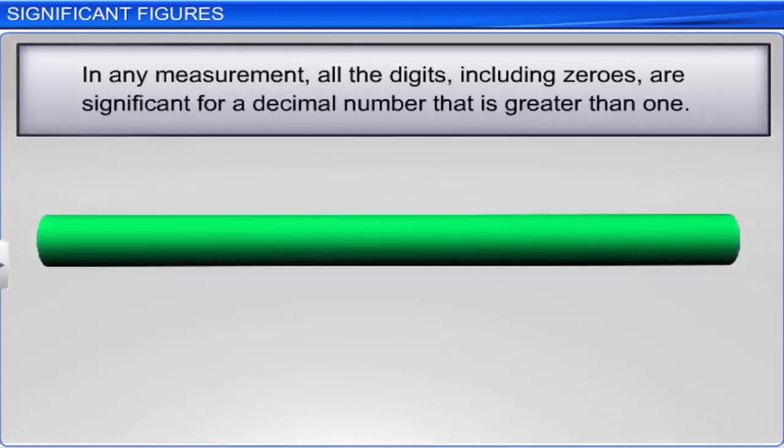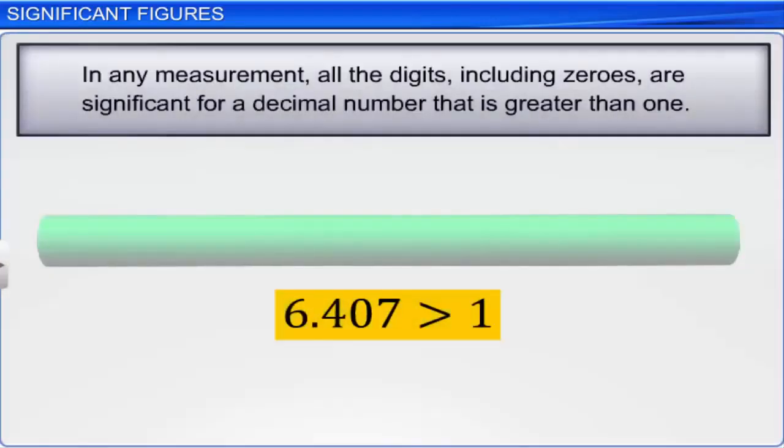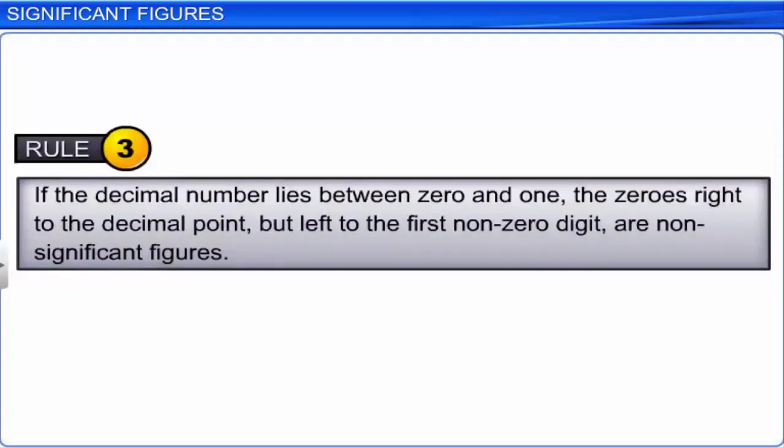Here, we have the length of a water hose, which measures 6.407 meters. This number is greater than 1. There are 4 significant figures in this number. The third rule says that in any measurement, if the decimal number lies between 0 and 1, the zeros to the right of the decimal point, but left to the first non-zero digit, are non-significant figures.